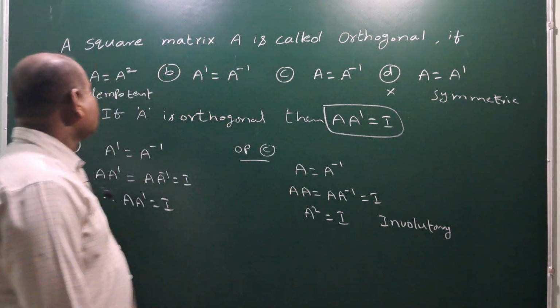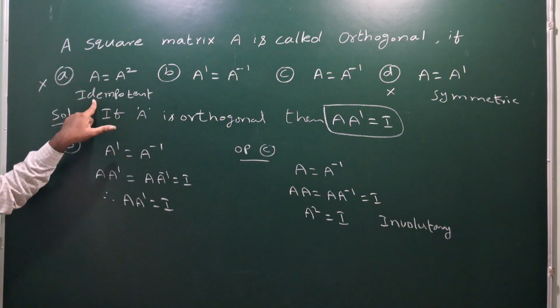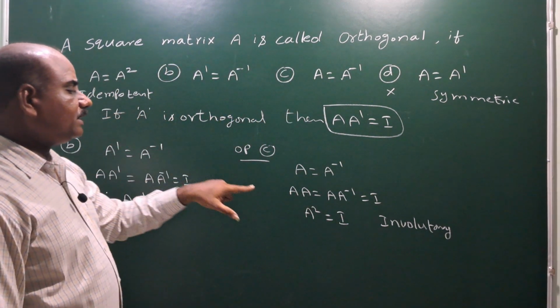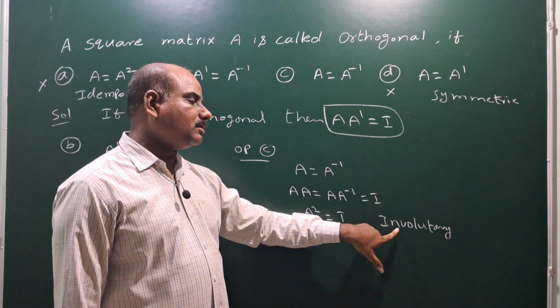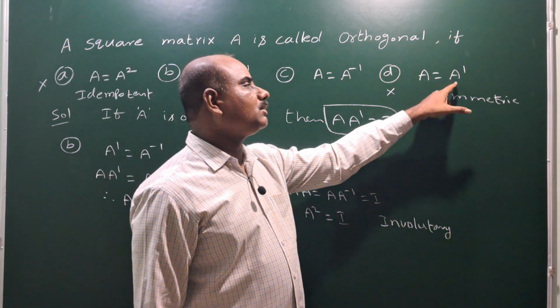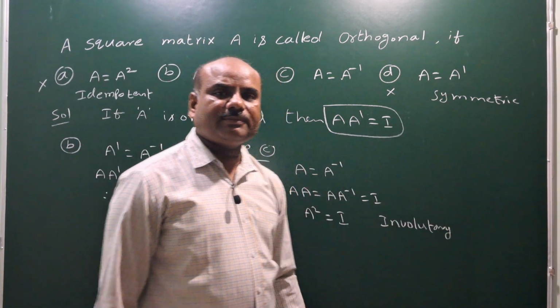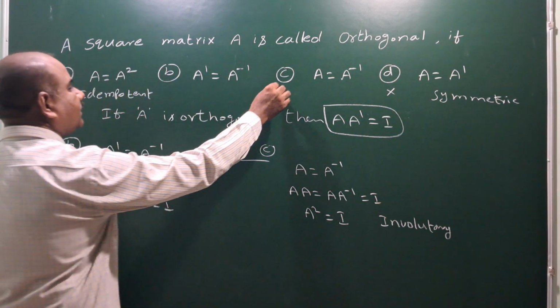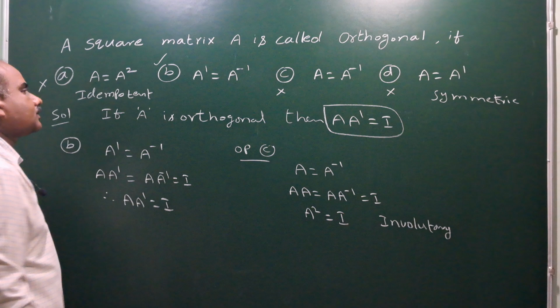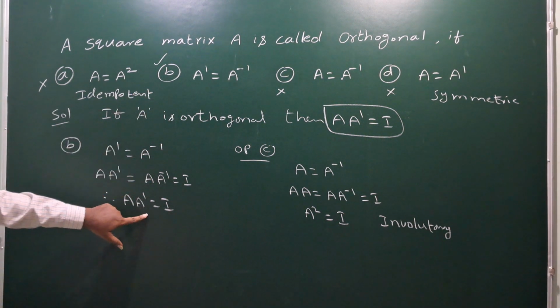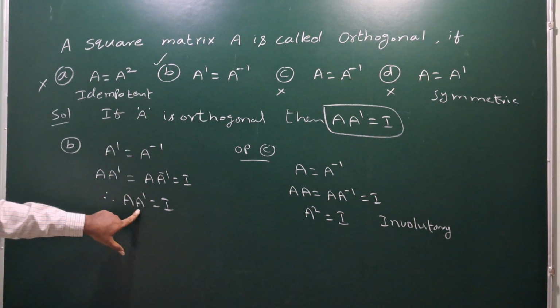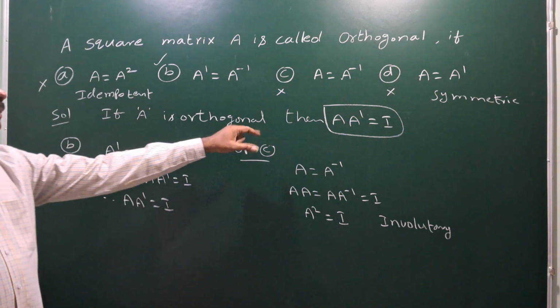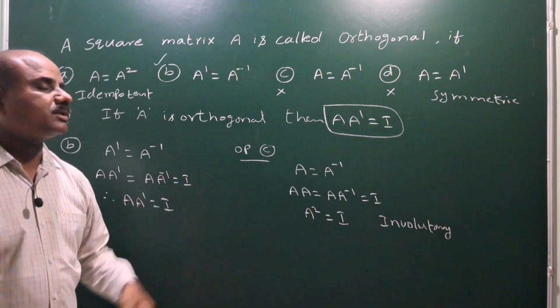So if A is equal to A square, A is said to be idempotent. If A square is equal to I, then A is said to be involutory. If A is equal to A dash, A is said to be symmetric. So finally, option B is the right answer. In this case, we get A dash A is equal to I. So finally, if A dash A is equal to I, then A is said to be orthogonal matrix. Therefore, option B is the right answer.